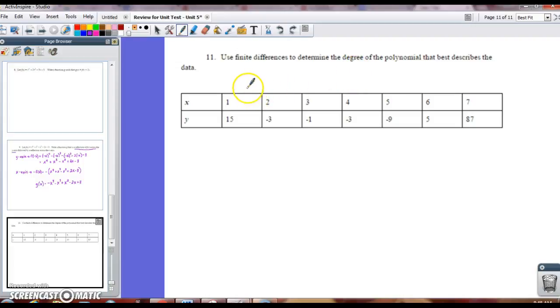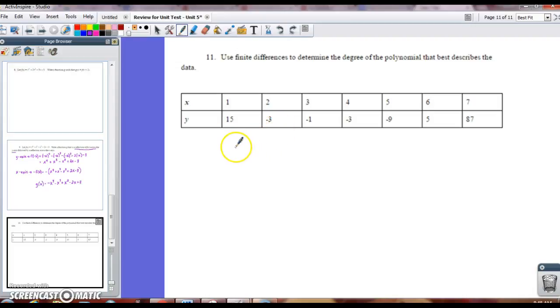The first thing you want to do is make sure that your x values are changing at a constant rate. So they're increasing by 1 each time. As long as that's the case, then we can figure out the degree of the polynomial by finding our differences in our y values. Whenever you're finding differences, you are taking the second one minus the first one.